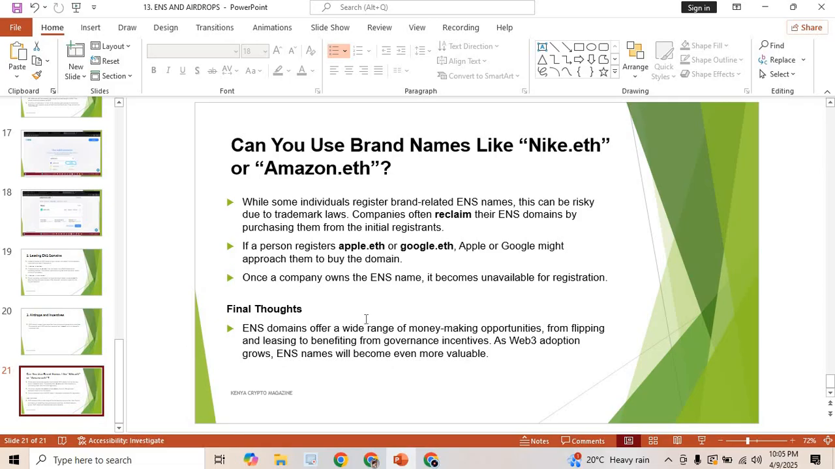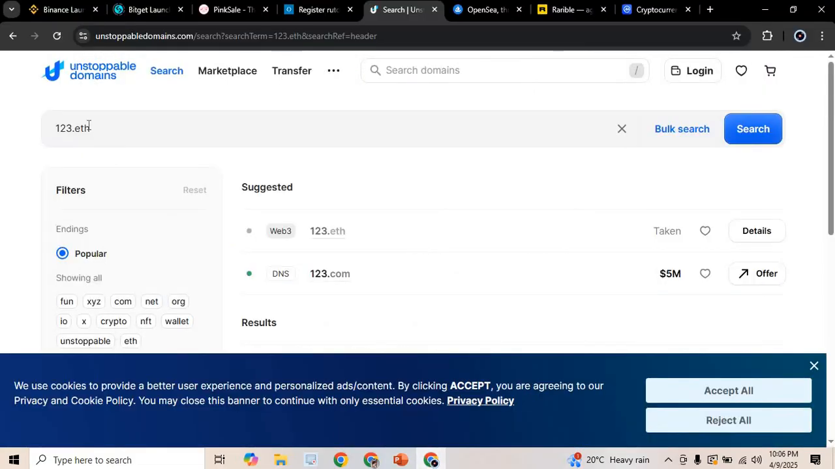So final thought, ENS domains offer a wide range of money-making opportunities, from flipping to leasing to benefiting from governance incentives. As Web3 adoption grows, ENS names will become even more valuable. So it's better even I get wanjikokaranja.eth or something. We've seen Wanjiko Karanja is available, so I can get wanjikokaranja.eth, but I'm not in so much hurry. We still have a long way before we start the full adoption of the Web3 ecosystem.